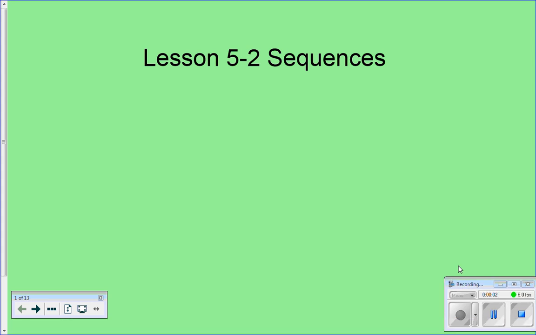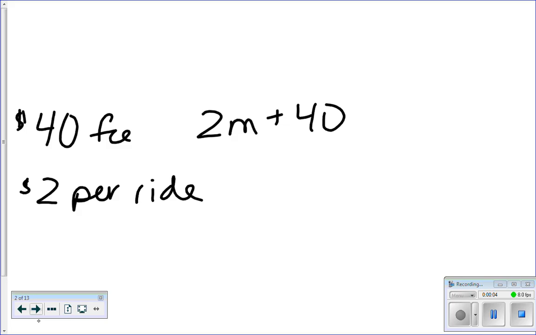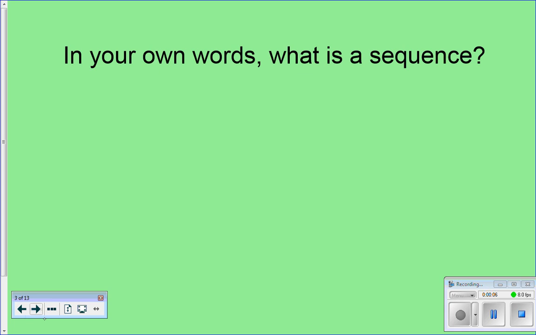Okay, 5-2 sequences. My first question to you is this, not that, but this. What is a sequence? If I had to ask you what a sequence is, what would you tell me? Zane? Okay, so that kind of goes in order. Okay, yep. A pattern of some sort. One thing after another. Good, good. I'm liking what you're telling me.